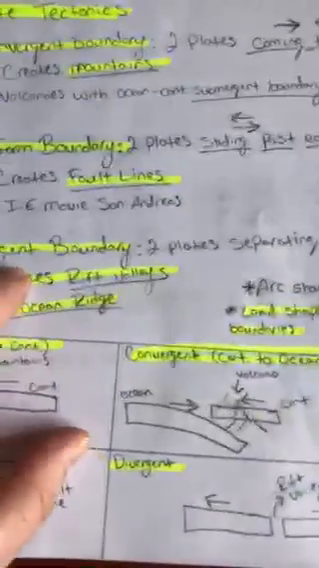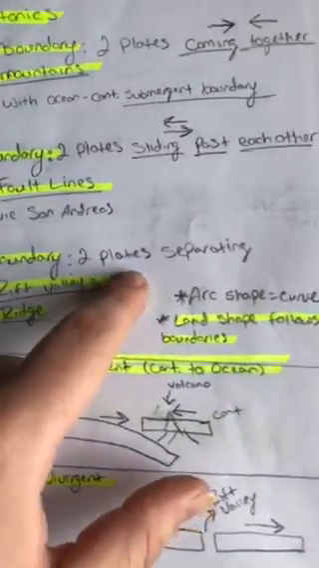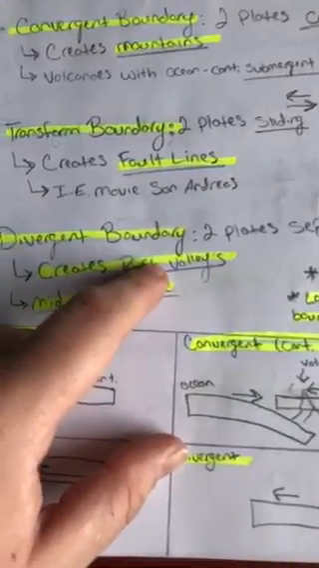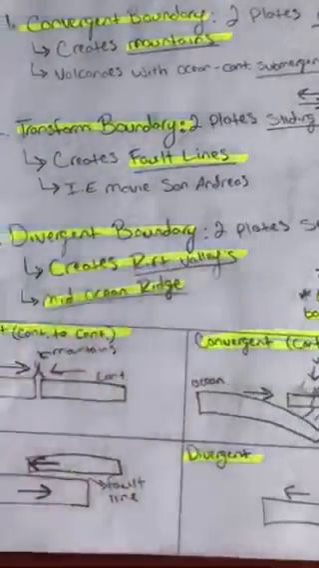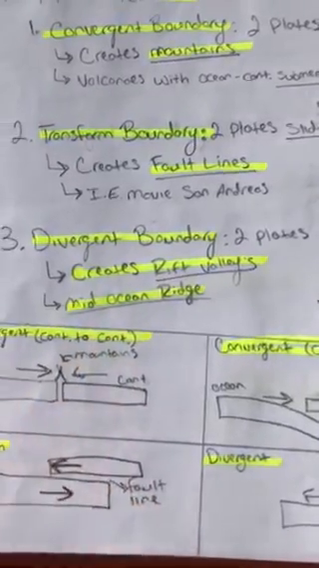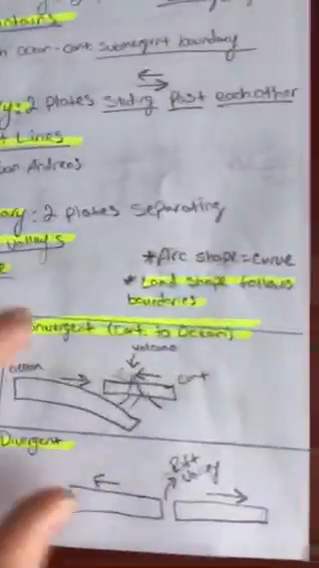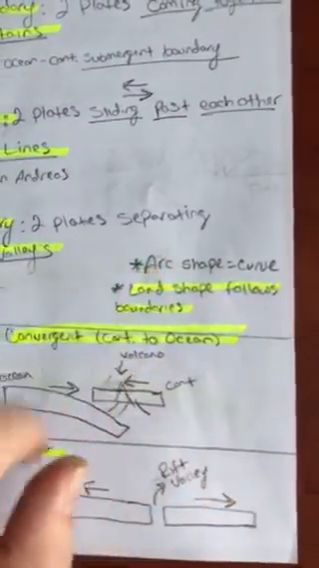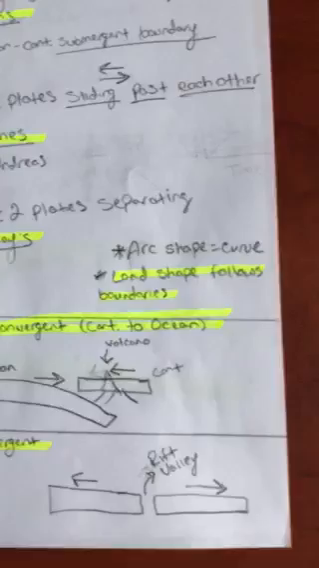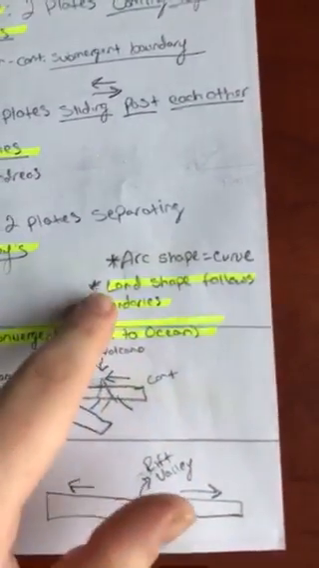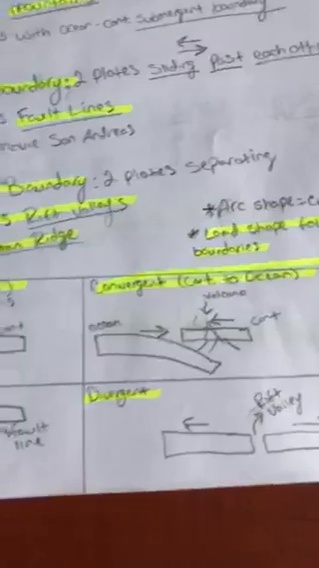Third, we have a divergent boundary. This is when 2 plates, we like to think, dive apart or separate. From that, we can create a rift valley, like a valley if we have 2 continental plates spreading apart, or a mid-ocean ridge when 2 oceanic plates diverge. Remember, a quick note is that an arc shape looks like a curve, and our land shape follows how our boundaries line up.